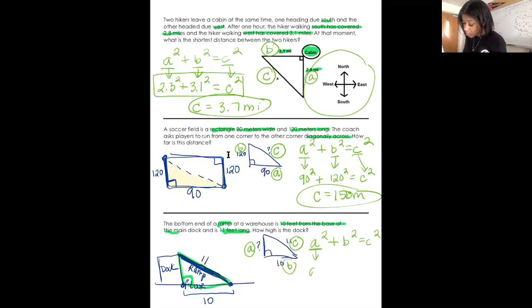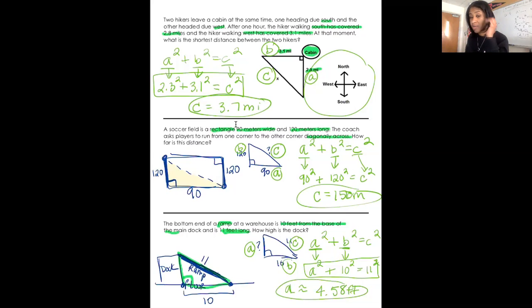For A, it's unknown, A squared plus, for B, I'm going to use 10 squared equals 11 squared. Put this equation in Math Papa. And you are going to get out a decimal. Let's round it to the hundredths place. That's going to give me 4.58. So A is approximately 4.58 feet. That's how high up the dock that ramp would reach, 10 feet away from the base of the dock. Okay, so that's all for today.